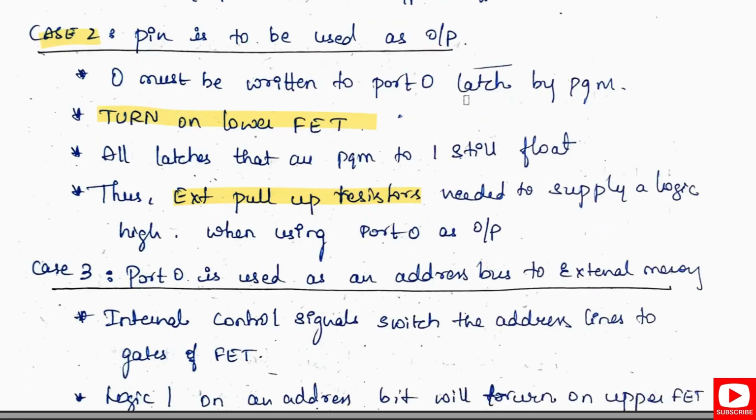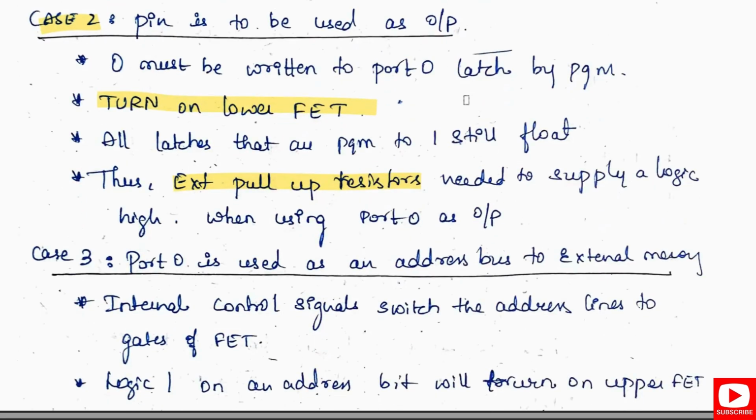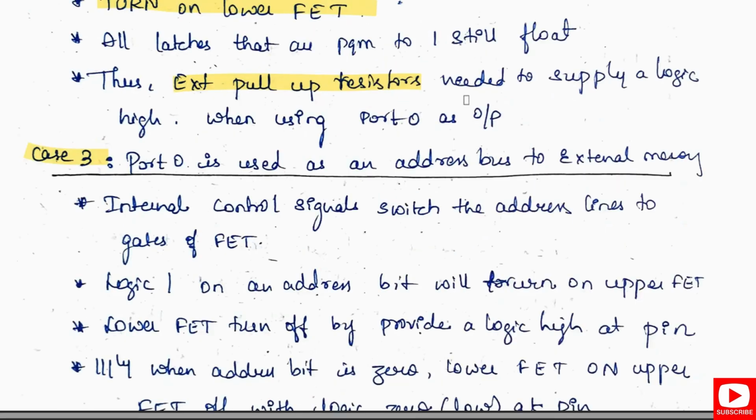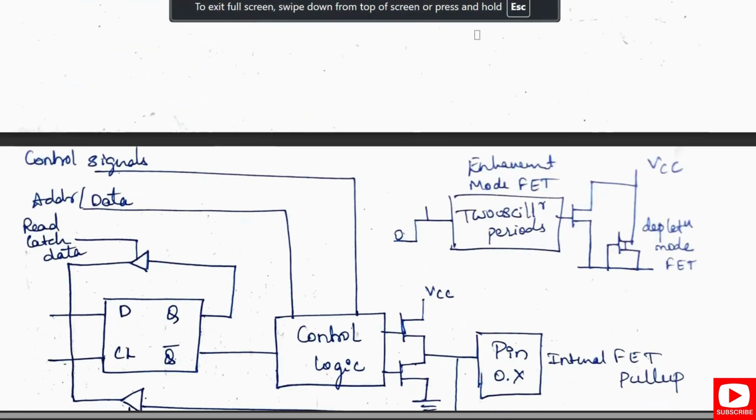Case 3, that is port 0 used as the address bus to the external memory. An internal control signal switches the address lines to the gates of the FET. You can observe here.